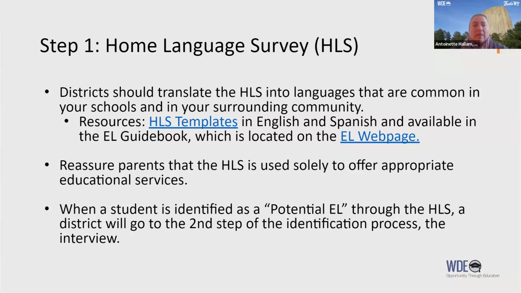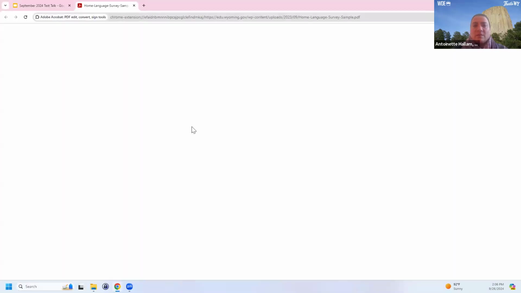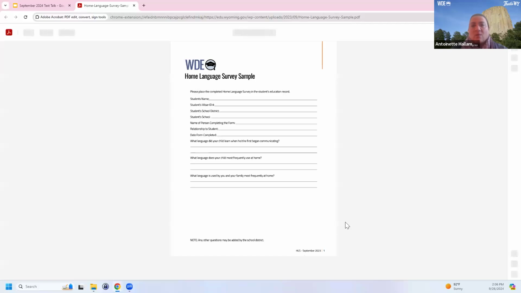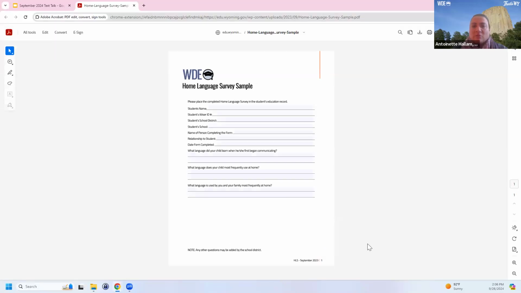We provided an HLS template that includes all the required fields, and I've included that link here. Micah, if you would click on that link, we can open it up for a few seconds and show this resource to see what it looks like and what information must be captured. Okay, so you can see those 3 required questions, the student information. Really important is the name of the person completing the form and their relationship to the child, and of course the date that the form was completed.